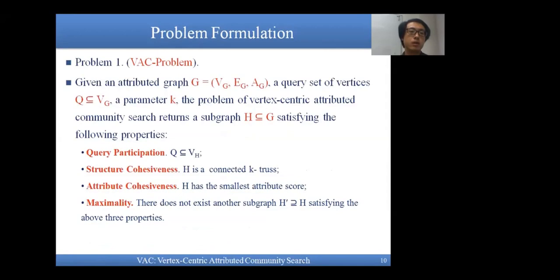Then we formally define the VAC problem as follows. Given an attributed graph, a query set, and a parameter k, the problem is to find a subgraph H satisfying the following four properties. First, H should contain the query set. Second, H should be a connected k-truss. Third, H should have the smallest attribute score. And finally, H should be maximal.